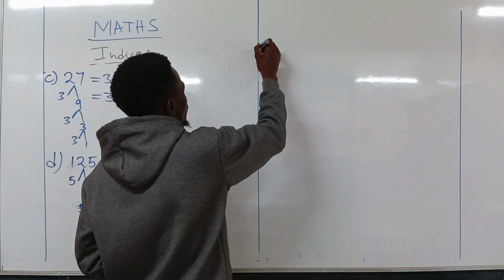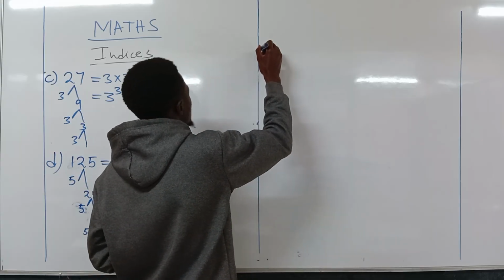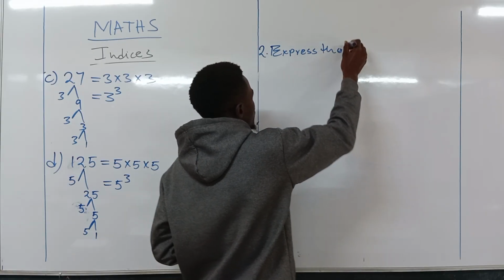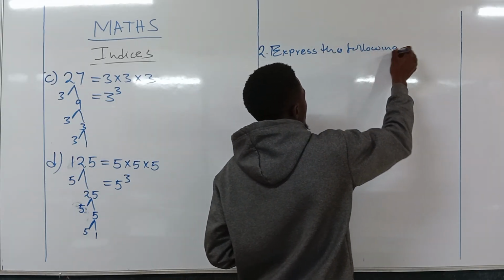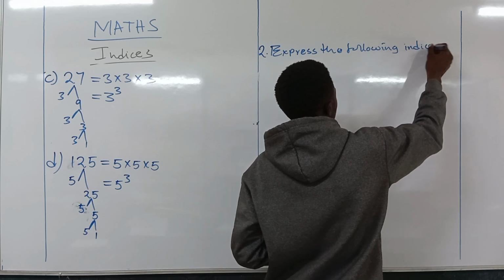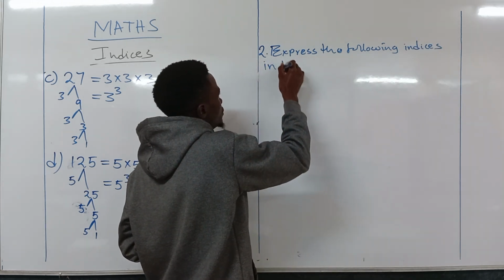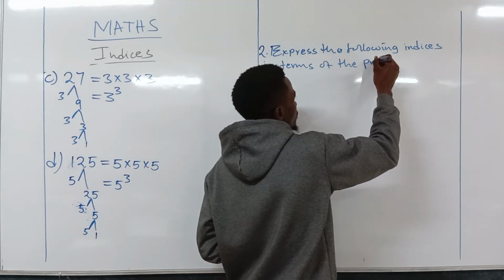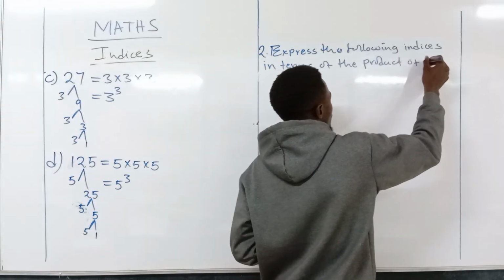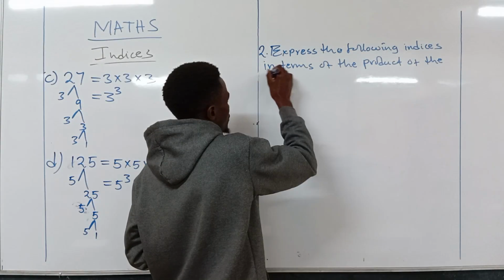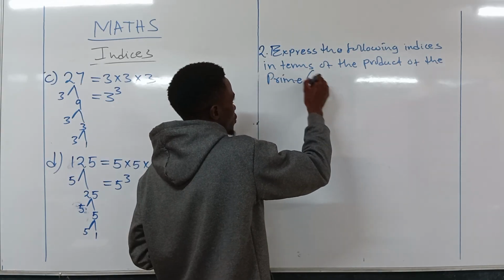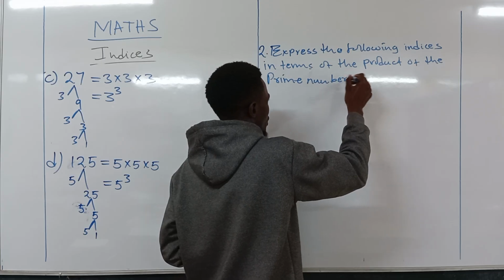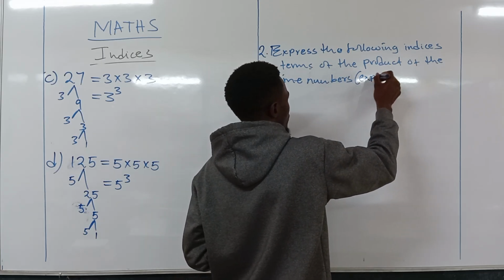So in this case, we are going to do another question. Express the following indices in terms of the product of their prime numbers. So we can also talk about expanded form.